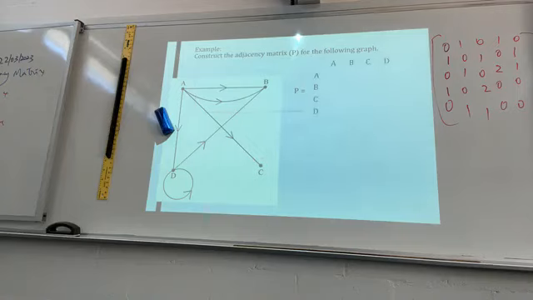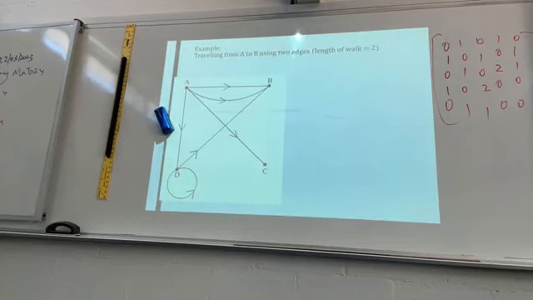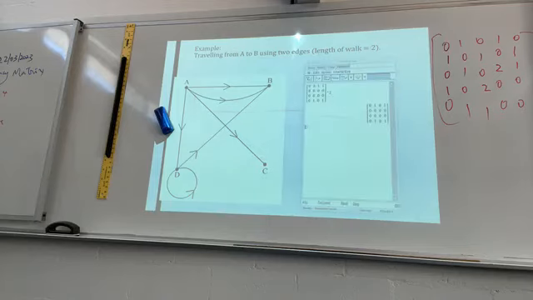Put in A, B, C, D. I should have put in from and to. But this is P. Now, do you agree with me? Yeah. The adjacency matrix, same? Yeah? All right. The question is, can you travel from A to B using 2 edges, length of walk 2? Yes. How? A, D, B. Very good. Okay? So that's pretty straightforward.